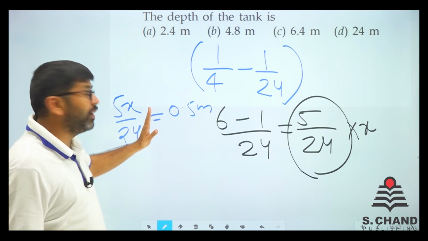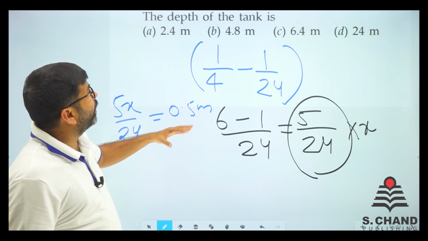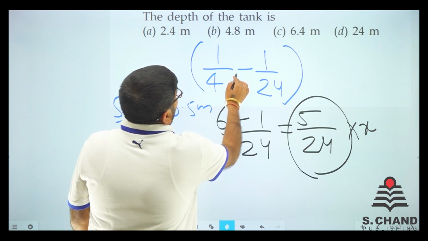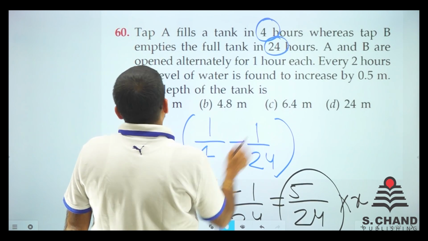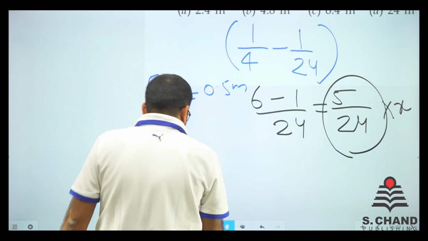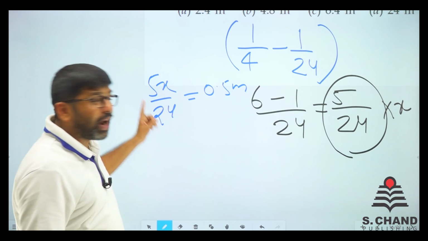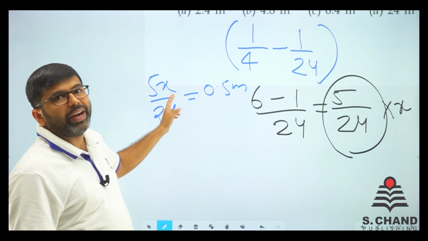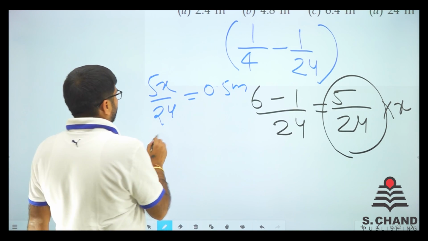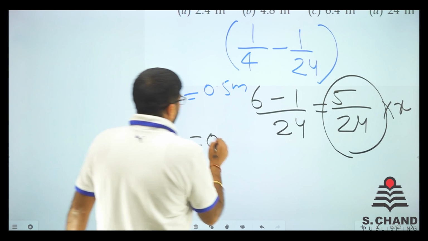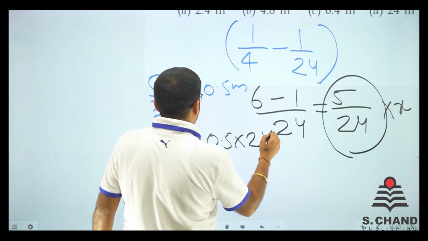Because that filled in 2 hours, okay, let me check it, like 0.5 hour every 2 hours, yes. So every 2 hours it is like that. So 2 hours ka kaam into height will be 0.5. So what we'll do is 5x is equal to 0.5 into 24, right?